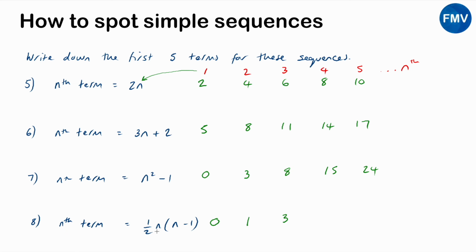A half of 4 is 2. 4 minus 1 is 3, and 2 3s are 6. Finally, a half of 5 is 2.5. 5 minus 1 is 4, and 2.5 times 4 is 10.